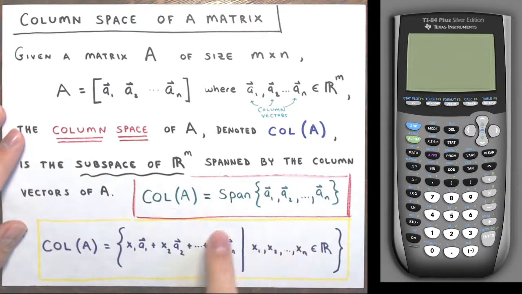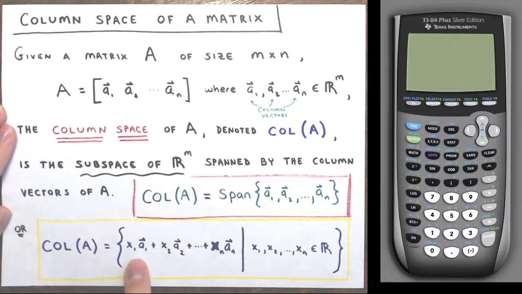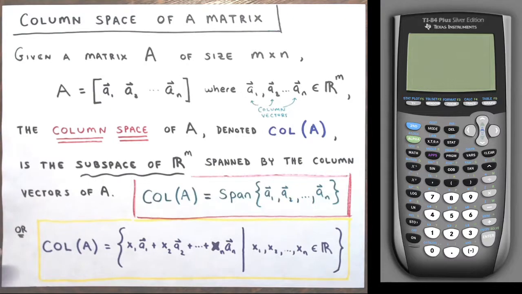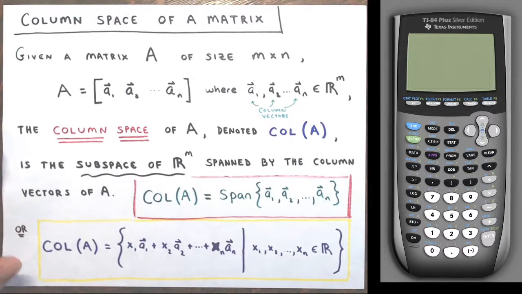So another way I could write this is that the column space of A is the set of all linear combinations x1 times the column vector a1 plus x2 times the column vector a2 plus all the way up to xn times column vector an, where x1, x2, all the way to xn are scalars. They belong to some field, but typically we're just going to have that field be the real numbers. So in order for a vector to belong to the column space, it just has to be a linear combination of the column vectors of the matrix.